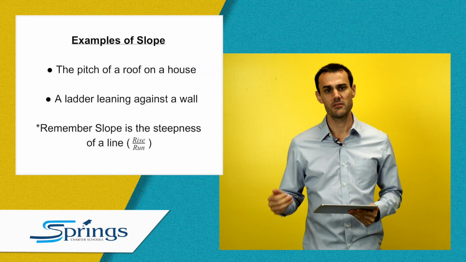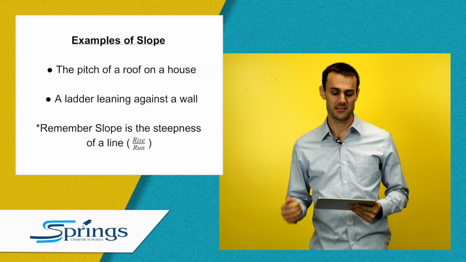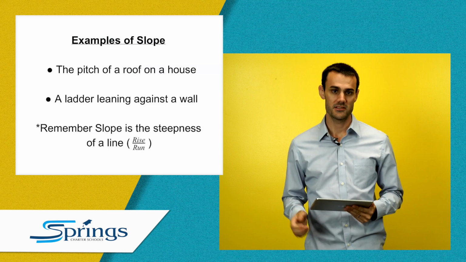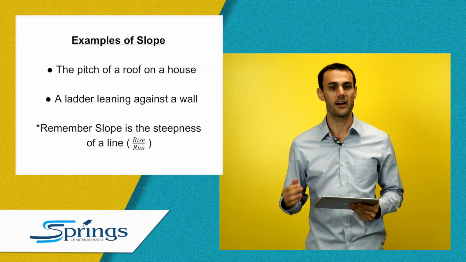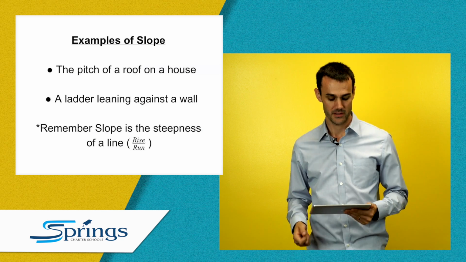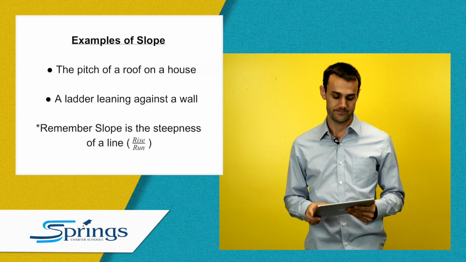Let's take a look first at some examples of what slope can be. Think about the pitch or the steepness of the roof on your house or the roof in the building that you're at. All those have slopes. How about a ladder leaning up against a wall? That creates a slope, a certain amount of steepness depending on the height of the ladder and the height of the object the ladder is leaning against. Remember that slope is the steepness of a line or rise over run.